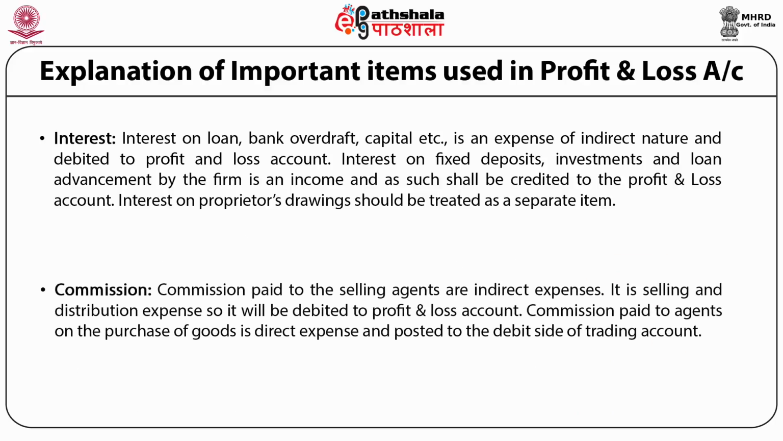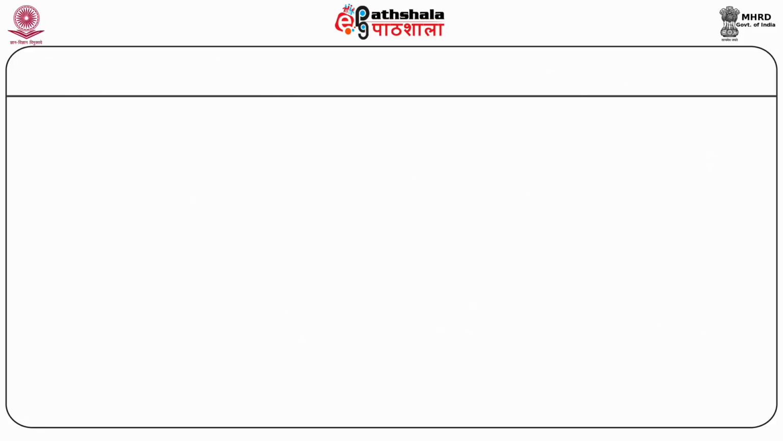Commission. Commission paid to the selling agents is an indirect expense. It is a selling and distribution expense, so it will be debited to the profit and loss account. Commission paid to agents on the purchase of goods is a direct expense and posted to the debit side of the trading account.